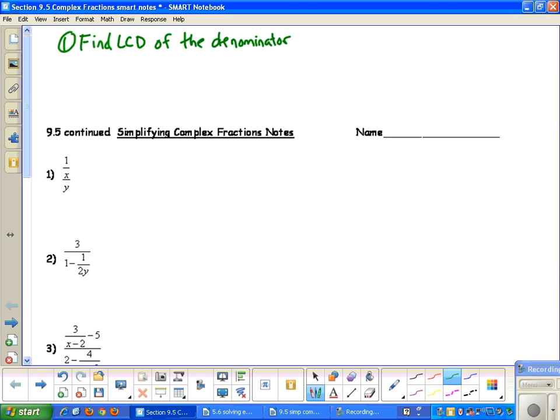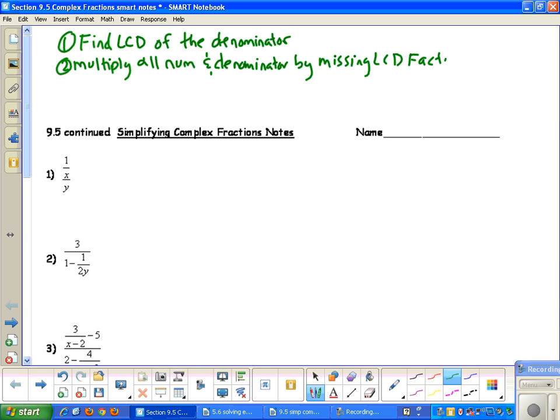And then after you do that, you're going to multiply all numerators and denominators by the missing LCD factors. And then you're going to simplify.